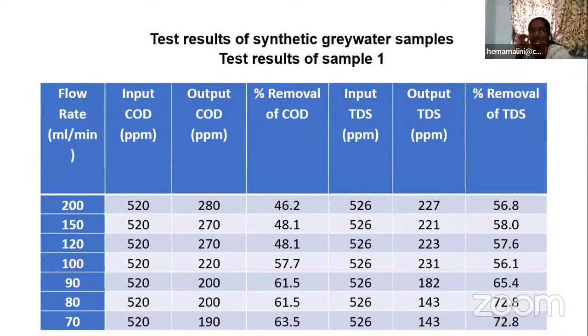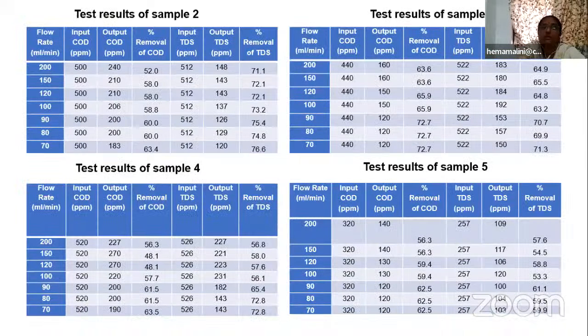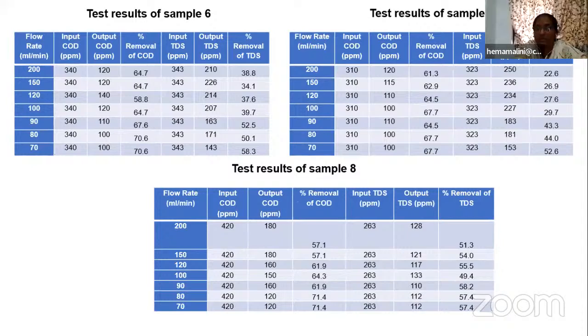Similarly, as I already told you, we have taken 8 synthetic samples, a combination of detergent, oil and color dye. Using those, we first checked total dissolved solids and COD and what the removal efficiency is. We are actually getting very good results. That means the corn cob is absorbing the chemicals present in the detergent and color dye. That is what we conclude in this research.